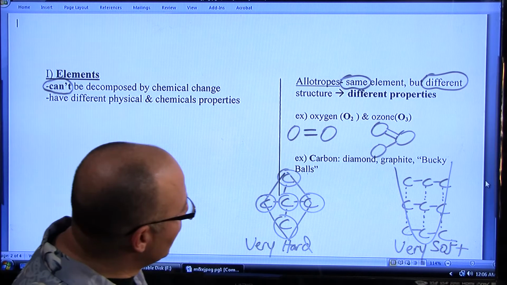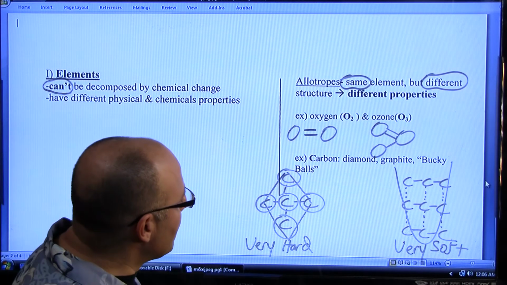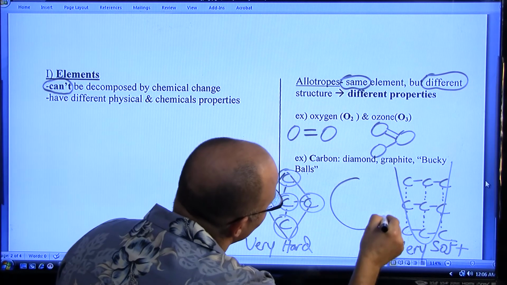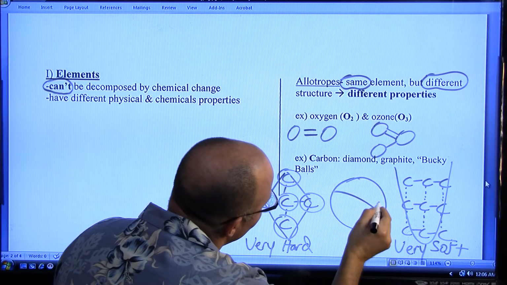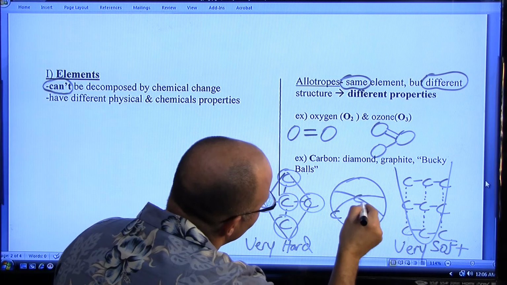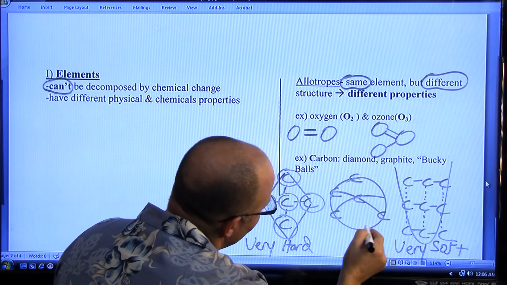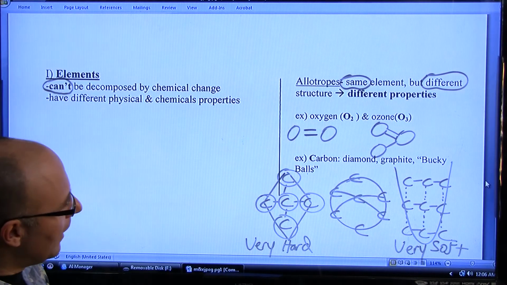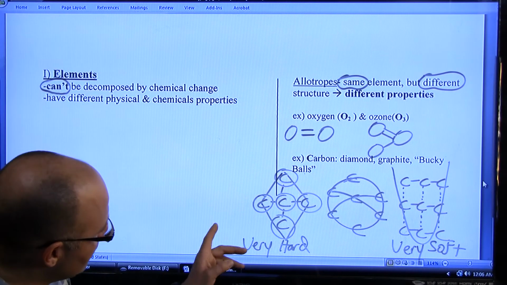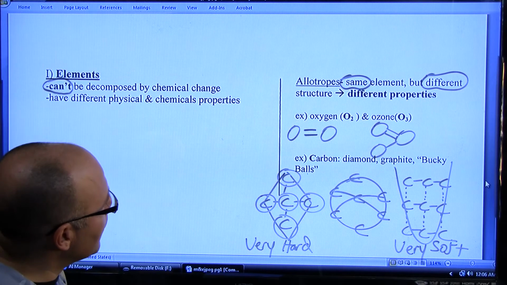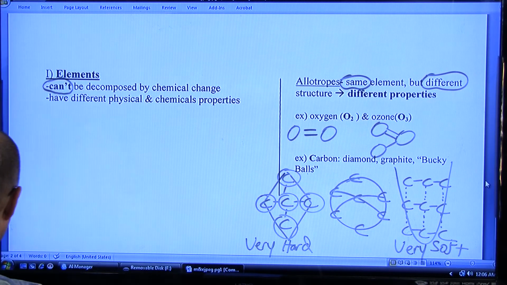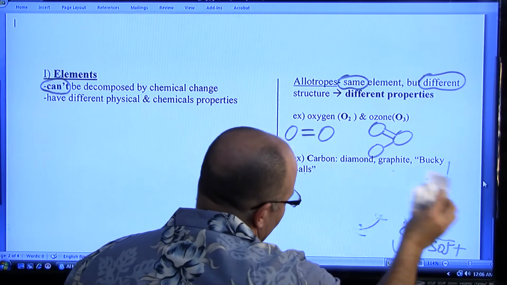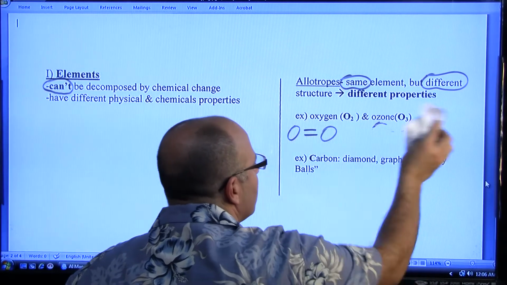And then the buckyballs, which is a nickname for the Buckminster fullerenes, would be balls of carbon. The main point being is because we have a difference in structure, we'll have a difference in properties, even though these three substances here consist solely of carbon. Okay, let's continue and focus on chemical versus physical.